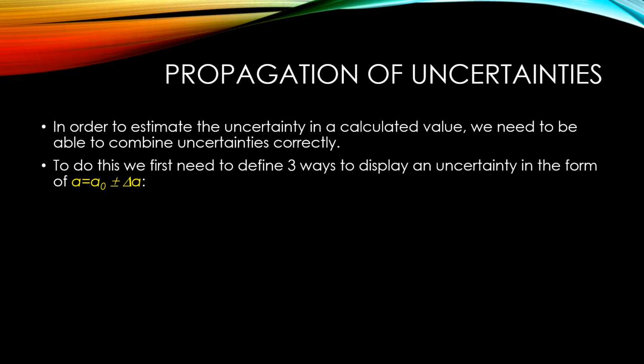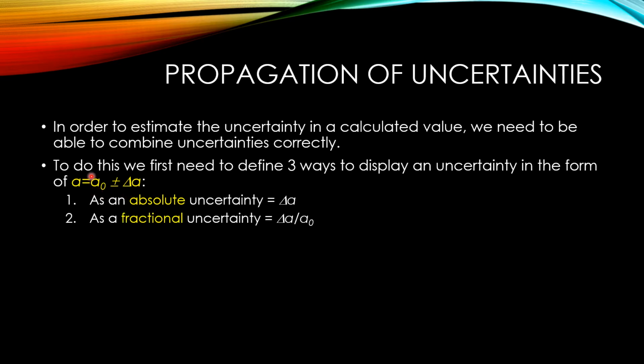terminology again, our symbols. So let's say we have a value a, variable a, that has a value a0, and it's plus or minus delta a. So this is the value, this is its absolute uncertainty. Its absolute uncertainty is delta a, which is this part here with the plus or minus in front of it. The value itself being a0.